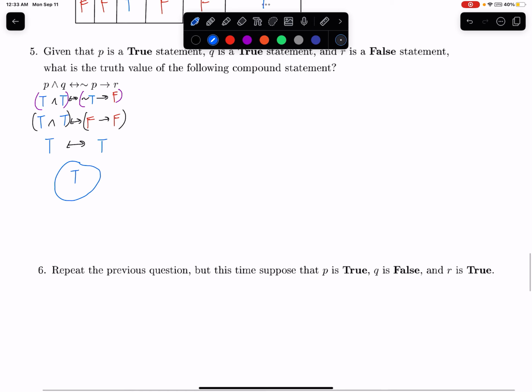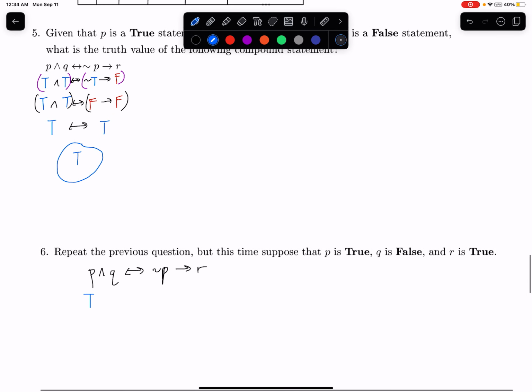All right, number 6 says to repeat the previous question, but this time with a new set of truth values. We're going true, false, true this time. So the first thing I'll do is just copy down the question. It was P and Q, if and only if, not P, arrow to R. Another small tip, when you're doing this kind of question, make sure you have enough space to work out your solution without tripping on yourself. So use another paper, basically, is my recommendation.